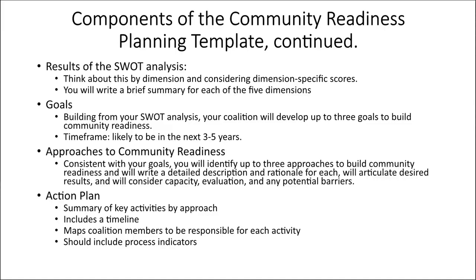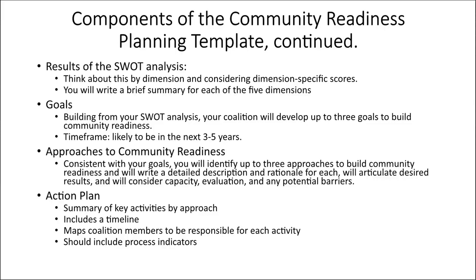Consistent with those goals that you've just identified, you'll next identify up to 3 approaches to build community readiness. The plan will ask you to write a detailed description and rationale for each. We're going to ask you to explain or articulate the desired results from the approach, and ask you to consider things like capacity, how you'll evaluate it, and any barriers that you might run into.